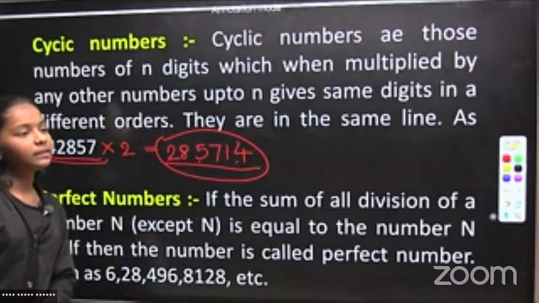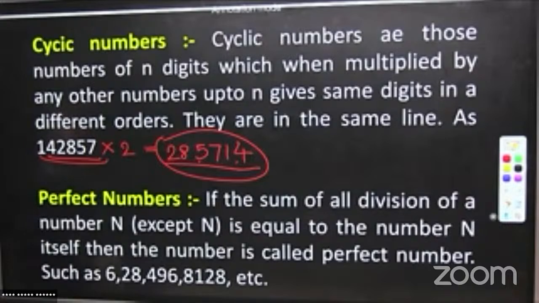Cyclic numbers means you multiply the number and the answer will be different but formed with the same digits. Now next, write this.